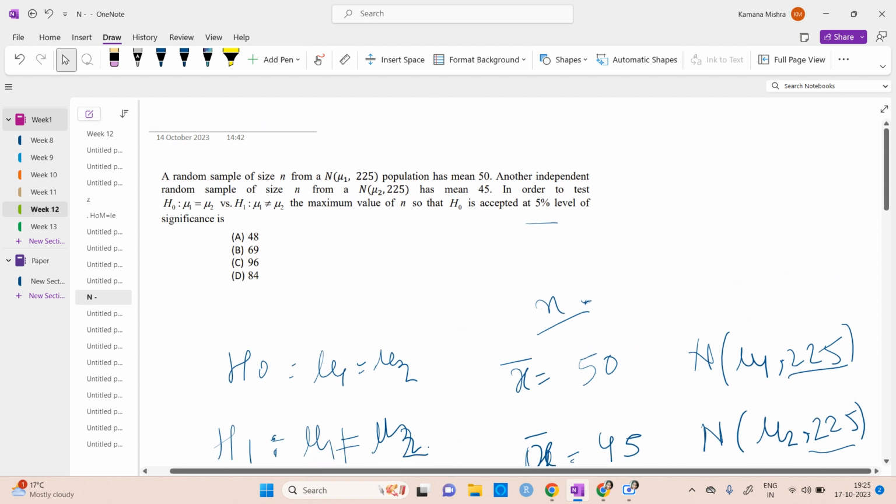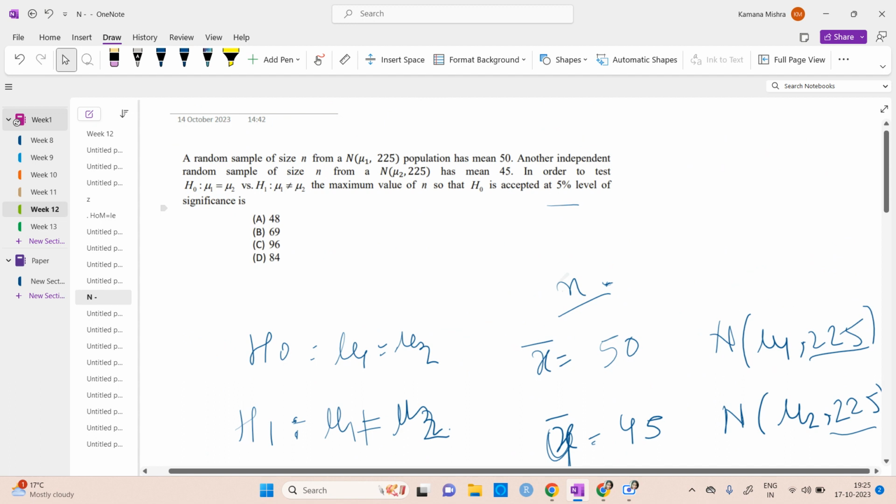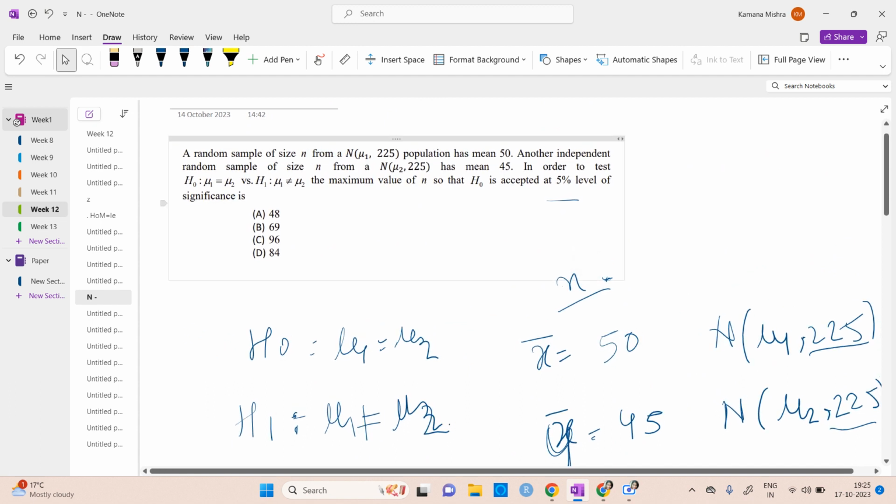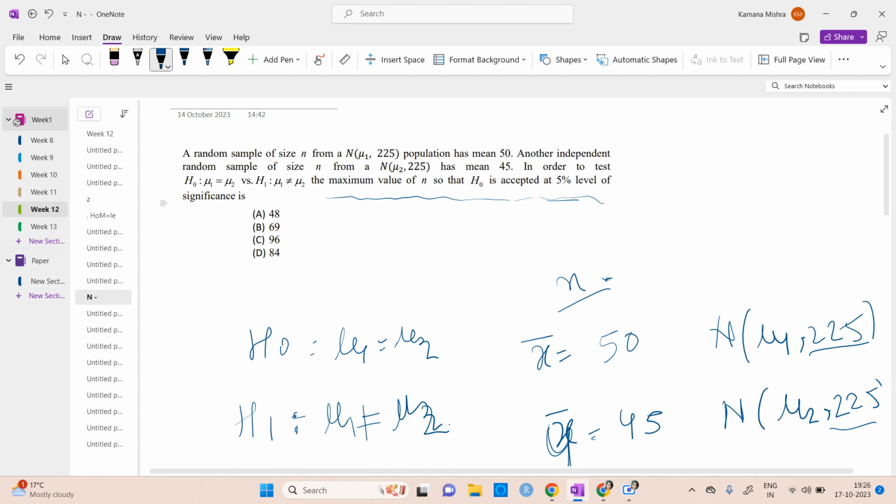Now there are two values which are less than 69.148, 48 and 69. So the question gives maximum value of n so that H0 is accepted. So the maximum value of n would be 69, right? Otherwise, both answers would be right, 48 and 69, because for both the answer it would be true, right?